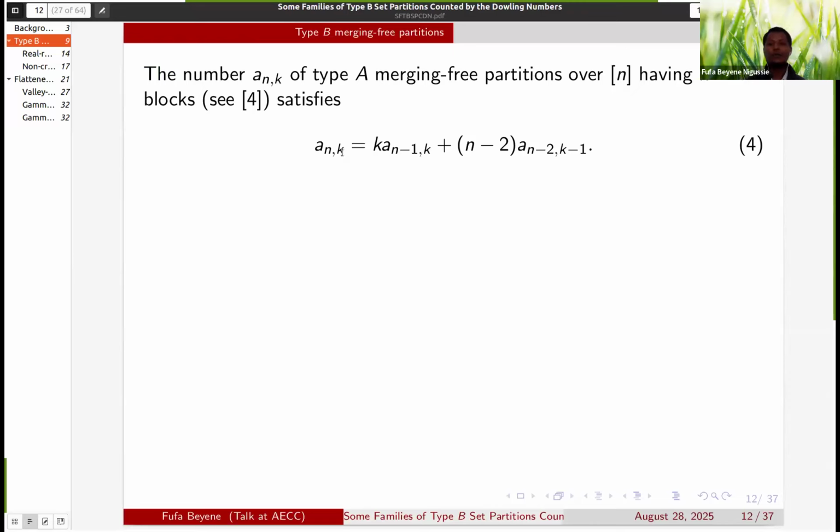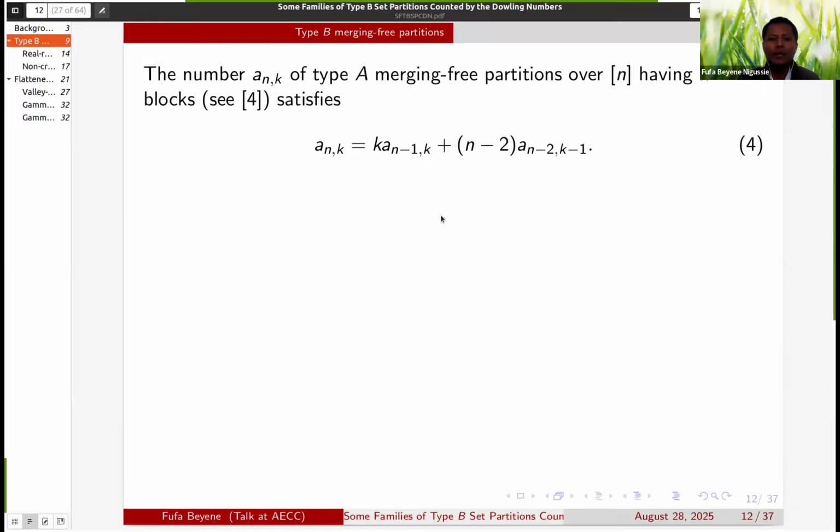Okay, let's consider enumerating these type B merging free partitions according to the number of blocks. To do this, we need to recall the type A, or the ordinary, version of this concept. So A(n,k) represents the number of type A merging free partitions over n having k blocks. You can refer to this work of ours that A(n,k) satisfies this recurrence relation.